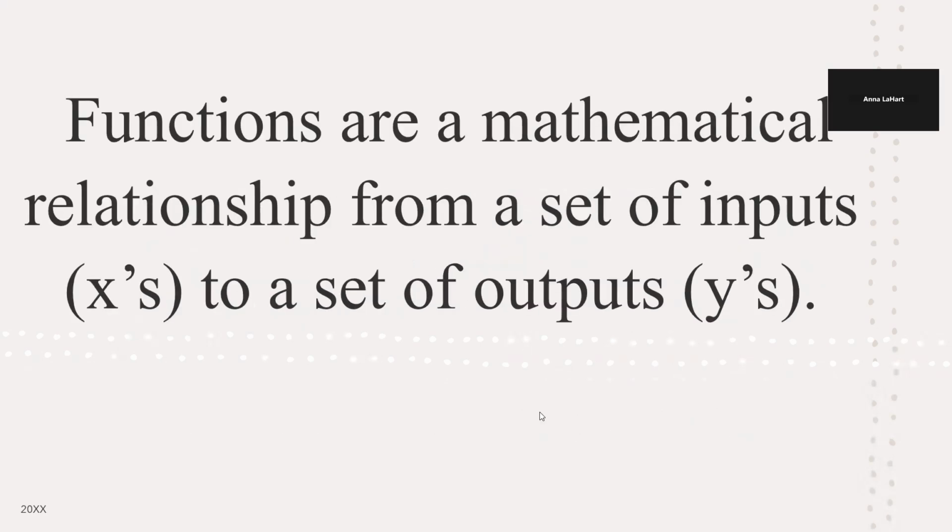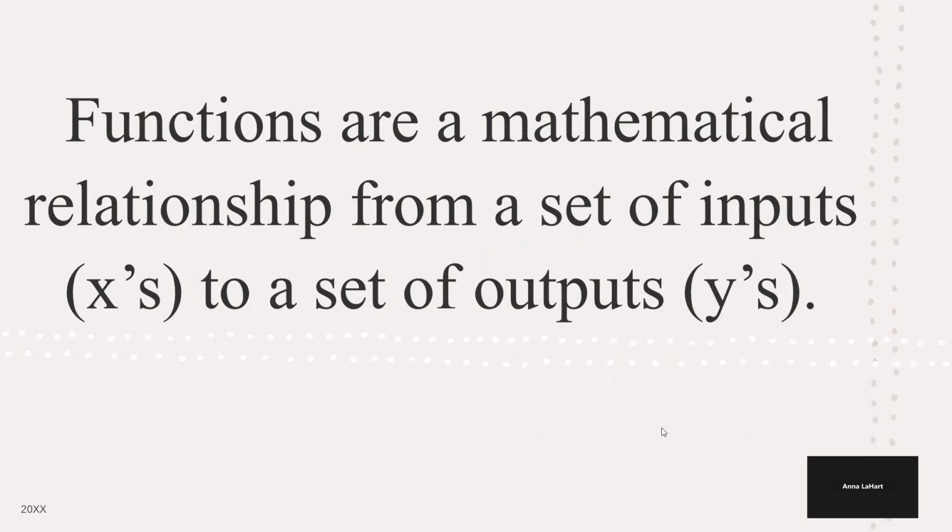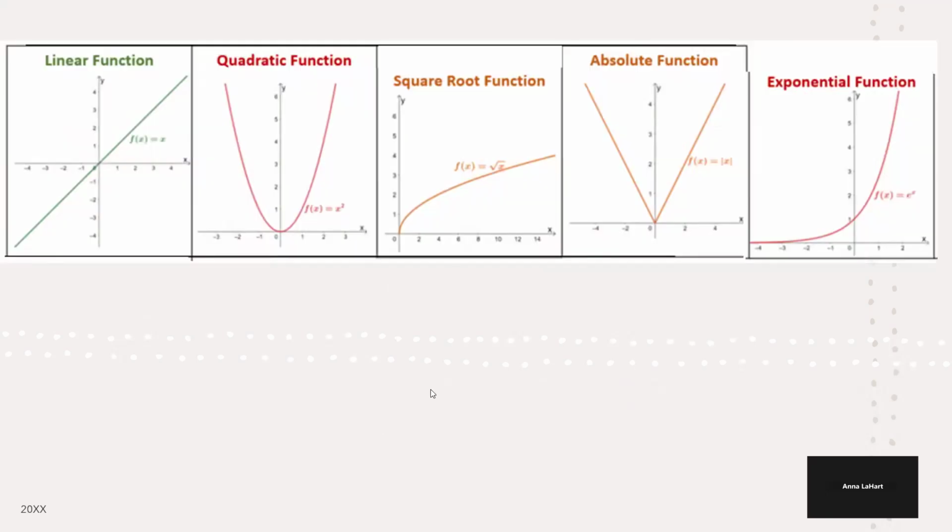Okay. Remember, the whole definition of a function is a mathematical relationship from a set of input x's. You put something into a function, you get something out, which is usually the output or the y value. Put something in, x, something comes out of it, a y. There's a lot of different types of functions, and we've talked a bunch about them. There's the linear function, there's the quadratic function with the x squared, there's the square root function, there's the absolute value function, and exponential function.